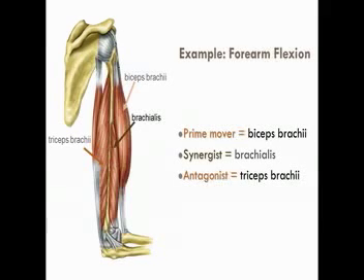An example of this would be forearm flexion. The prime mover in forearm flexion is the Biceps Brachii. A synergistic muscle would be the Brachioradialis. And then an antagonistic muscle would be the Triceps Brachii, which is used for forearm extension.